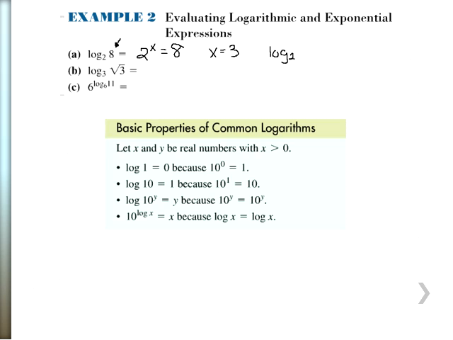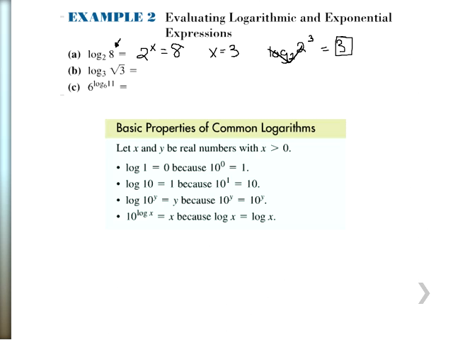I can rewrite 8 as 2 cubed, right? And then I have that property that log base 2 of 2 cancels out, and I'm left with just that 3 for my answer. So a couple ways we can look at part A.